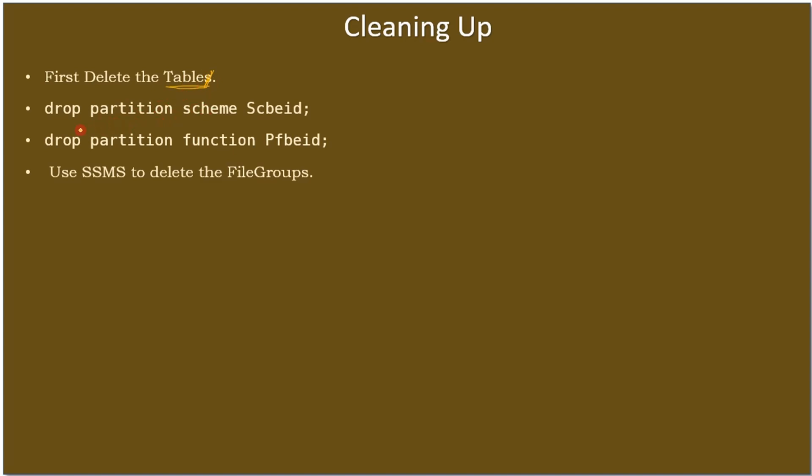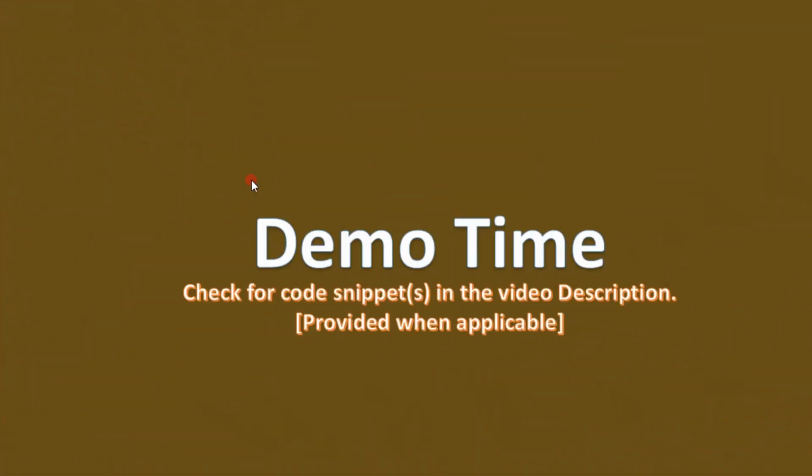Then we will run the drop partition scheme command, then the partition scheme name. After that you can run drop partition function, and you can specify the function name. Finally, we will use SQL Server Management Studio to clear out the file groups. So all these cleanup activities we will do now. Let's go to the demo.